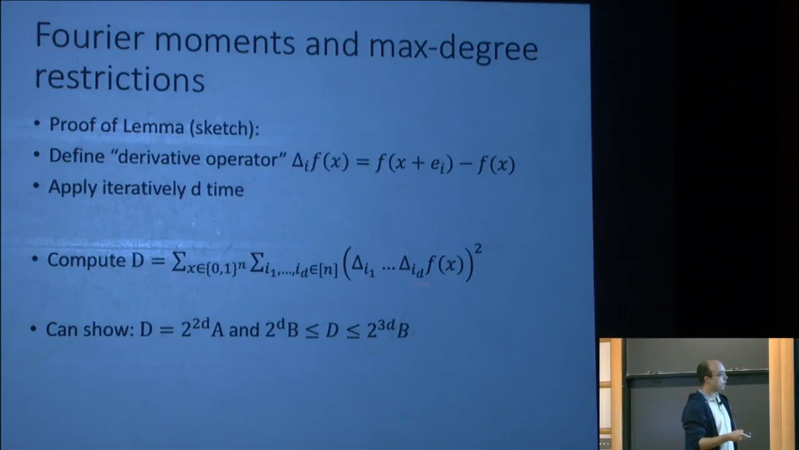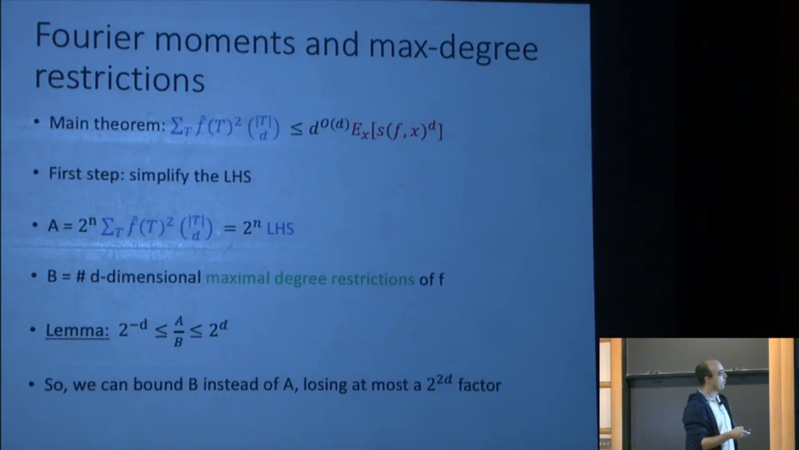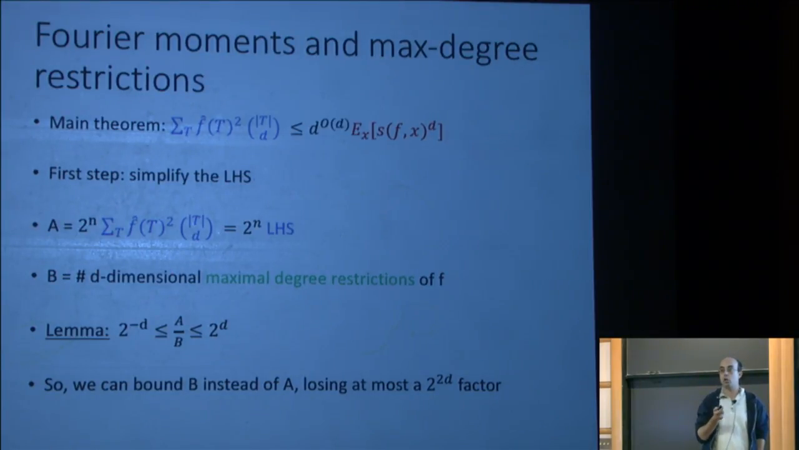Take all the possible d derivatives of the function, square them, and sum over all possible inputs, all possible directions. And the claim is that this thing really controls both what we had before, the Fourier moments and the d-dimensional cube. So why? Let me give some high-level idea why you should expect this to be true.